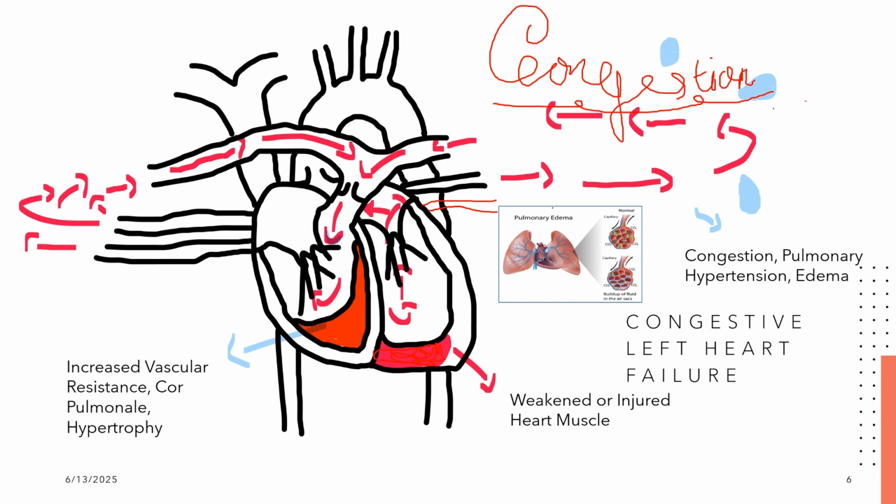Basically your pulmonary system gets clogged up with blood, known as pulmonary hypertension right here. And your body compensates for that by taking the fluid out of the blood vessels into your lungs, which reduces the blood volume and thus reduces the pressure, which is known as edema, as fluid builds up in your lungs.